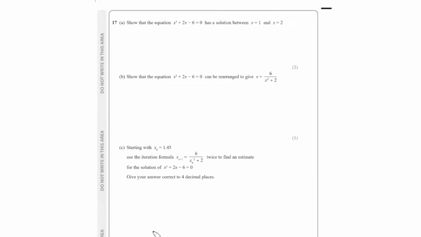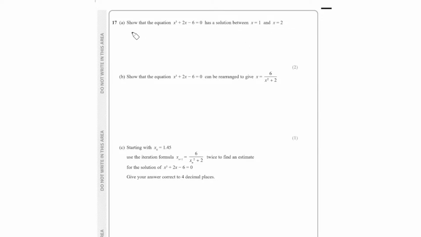Question 17, we've got iteration. So first of all, show that the equation x cubed plus 2x minus 6 equals 0 has a solution between x is 1 and x is 2. So this one you just have to memorize what to do. Basically, it's the same every time. If they give you this question, you first have to substitute in both numbers.